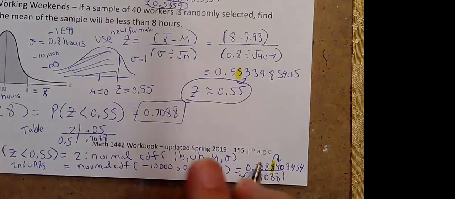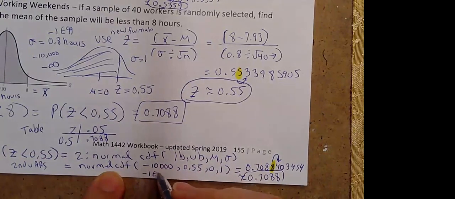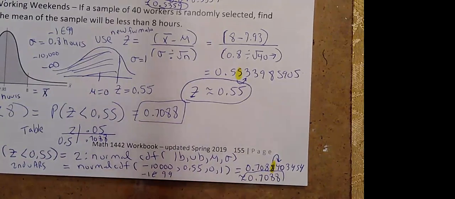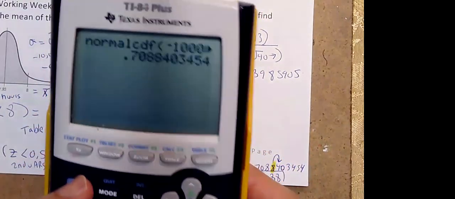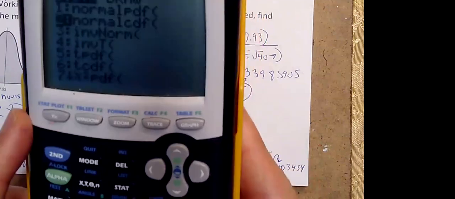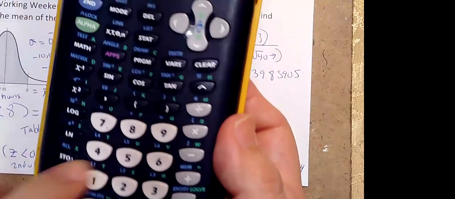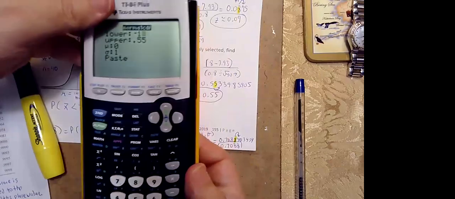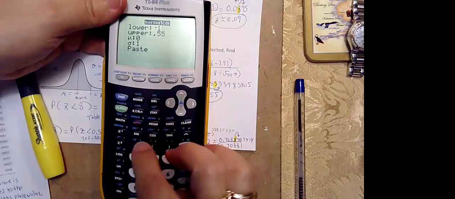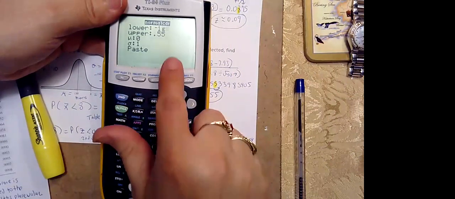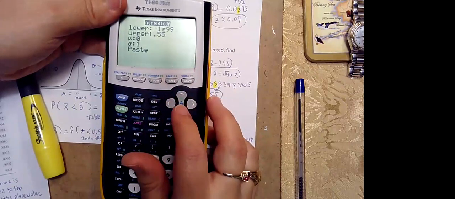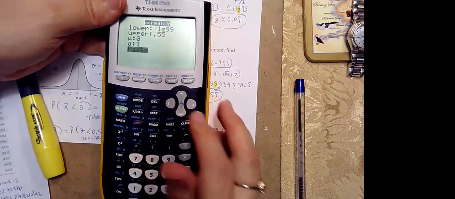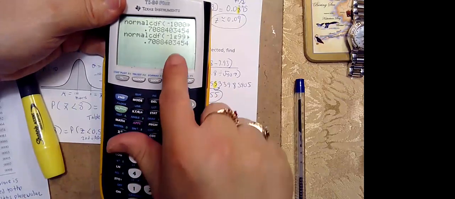If you don't want to use negative 10,000, you could do negative 1 E 99. If you do that, you do 2nd vars, normal CDF, number 2. Put a negative 1, then 2nd comma, because that's where your EE is, and it records 1 E, and then 99. Then there's your 0.55, 0 and 1. See how we got the same thing?